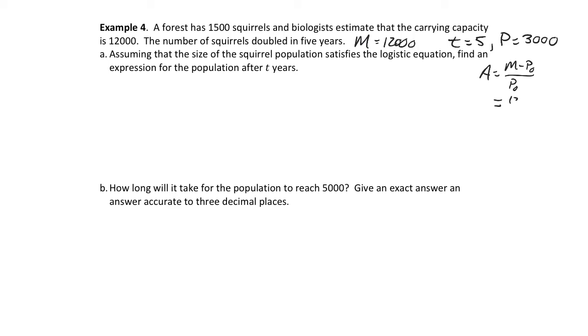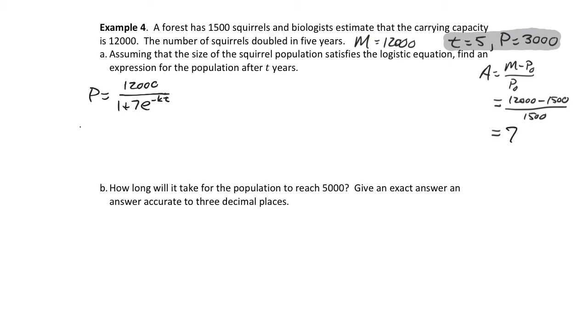M was 12,000. P0 is 1,500, and we're dividing this by 1,500. And this equals 7. So we can put everything in except for k. P equals M, 12,000, divided by 1 plus A, which is 7, e to the negative k times t. Okay, we're going to use our extra piece of information here that when t is 5, P is 3,000. We're going to use that to figure out what k is equal to.